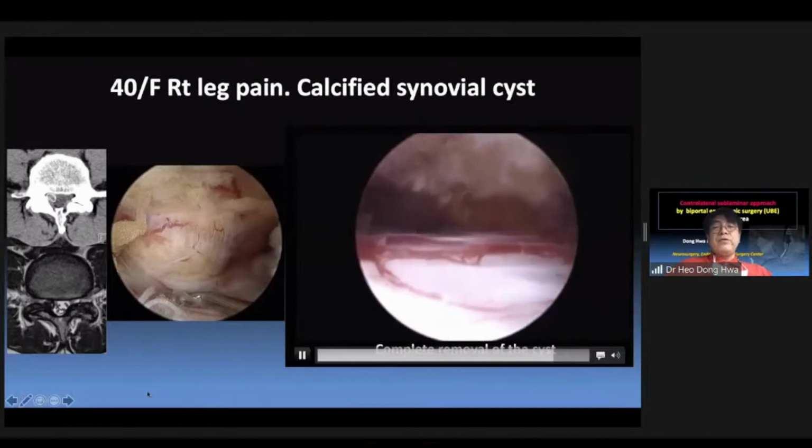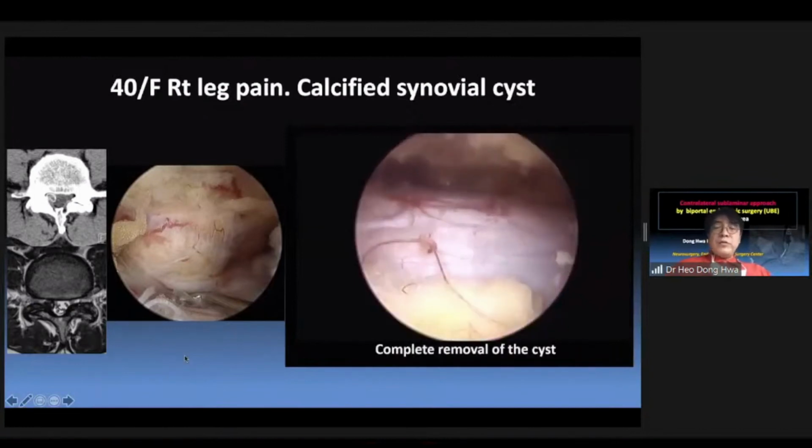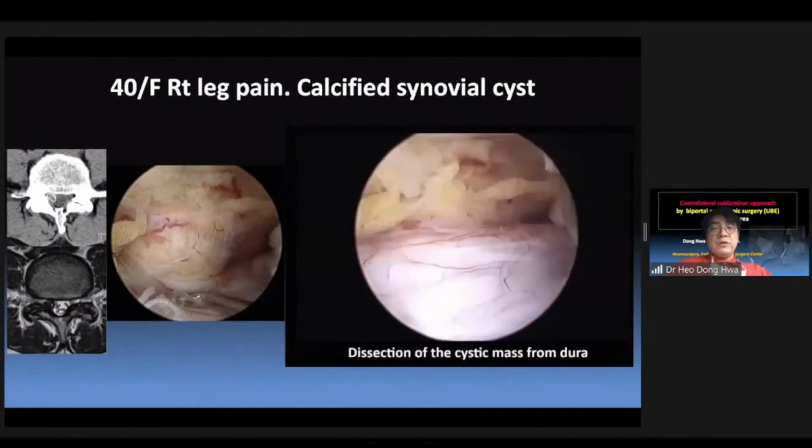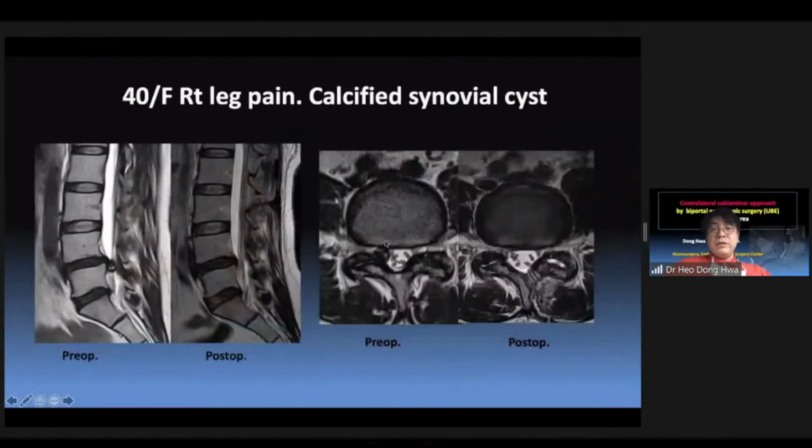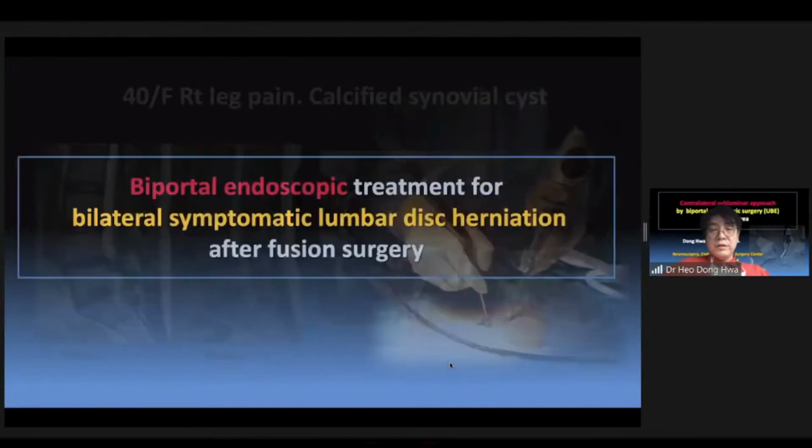The final view of the biportal endoscopic removal of the synovial cyst. After surgery, you can see the complete removal of the synovial cyst.